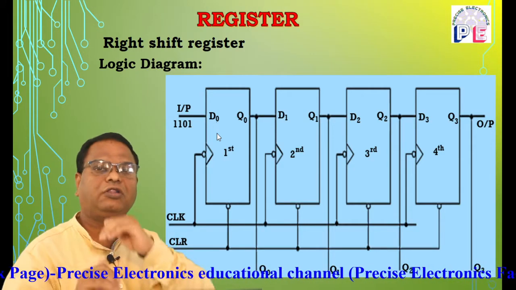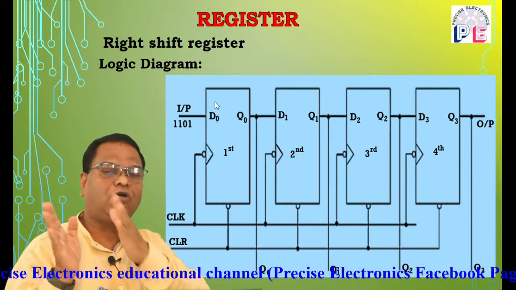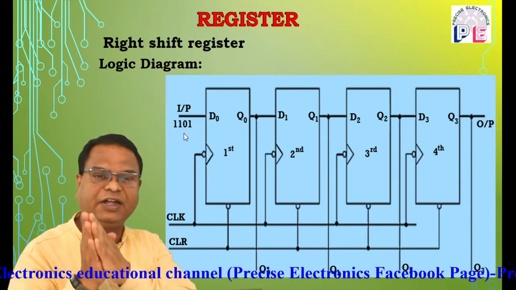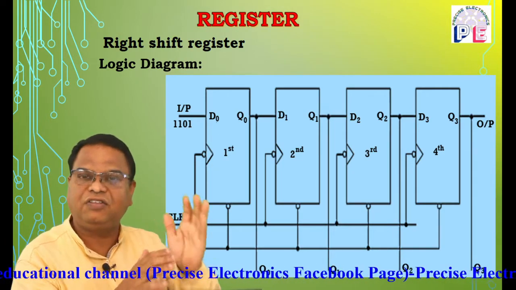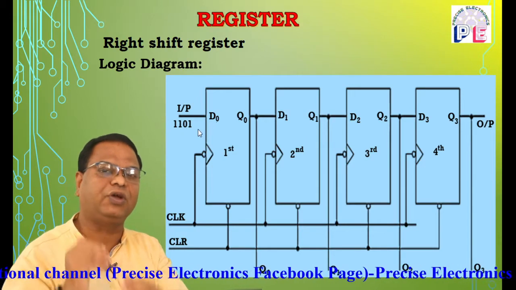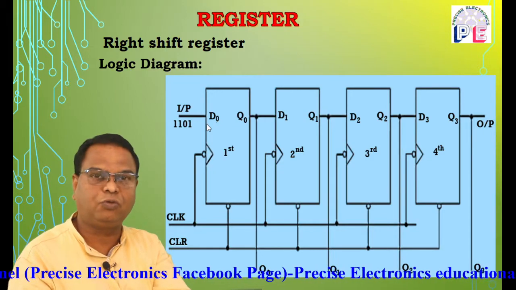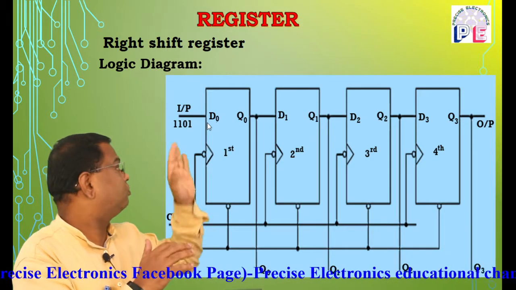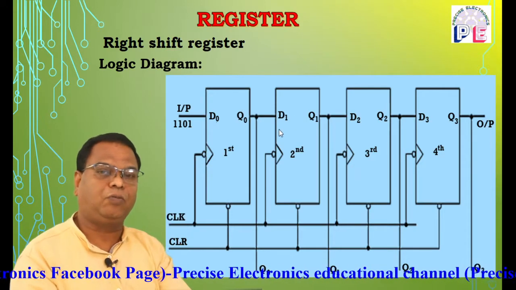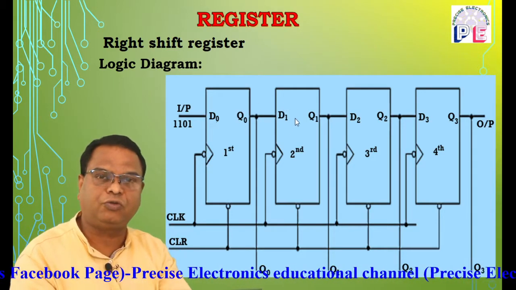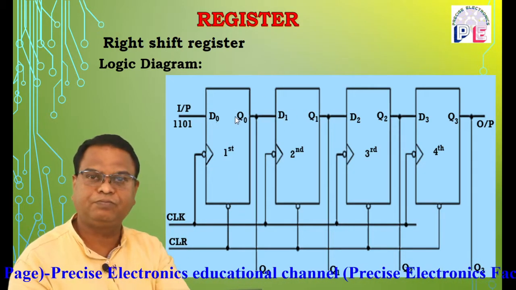Data input, that is the bits, are applied to the input terminal of the first flip-flop, that is D0. The input applied in this case is 1101, and that input 1101 is applied to the input terminal of the first flip-flop, that is D0. The output of the first flip-flop drives the input of the second flip-flop. The output of the first flip-flop, that is Q0, is connected to the data input of the second flip-flop, that is D1.